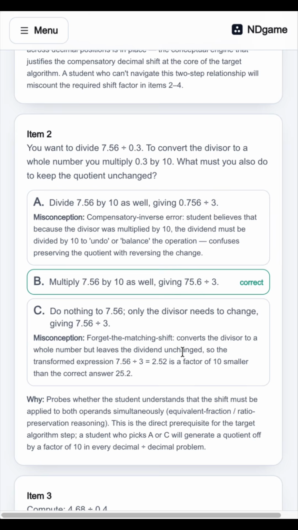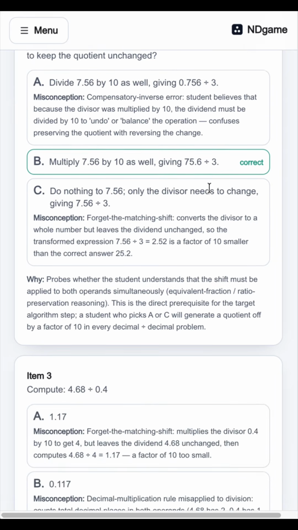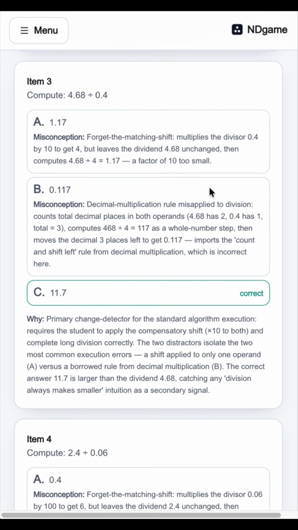So the result of the division will be the same, provided they do the same multiplication or division to both sides. So if we can identify whether they need to multiply or divide or do nothing, in order to match multiplying the divisor by a factor of 10, that helps us to identify another common source of errors for students when they're dividing decimals.